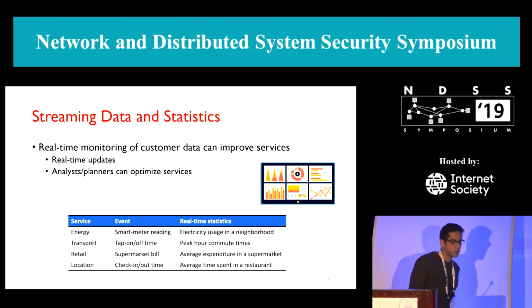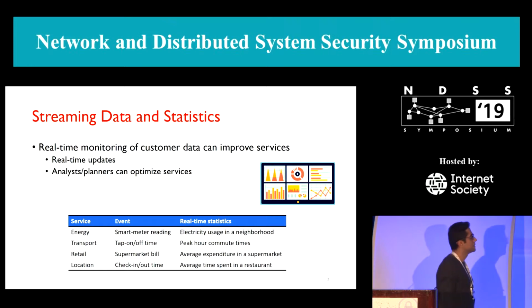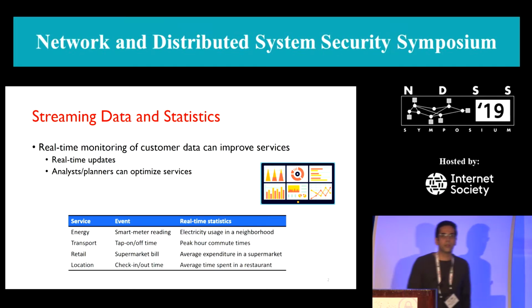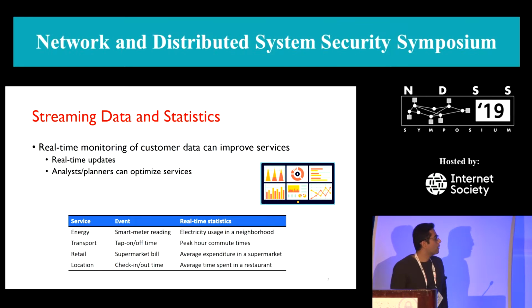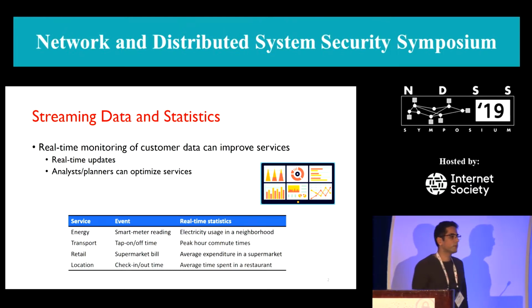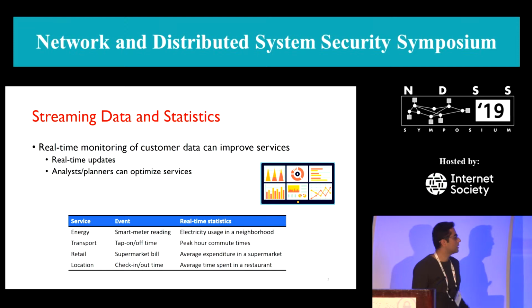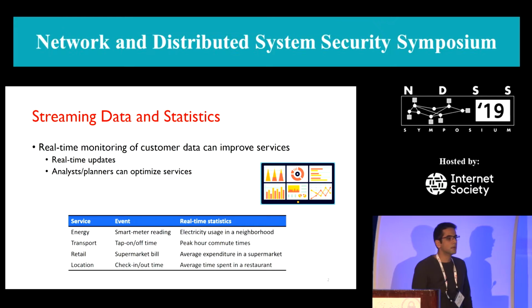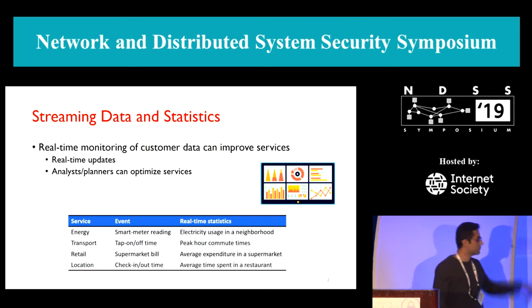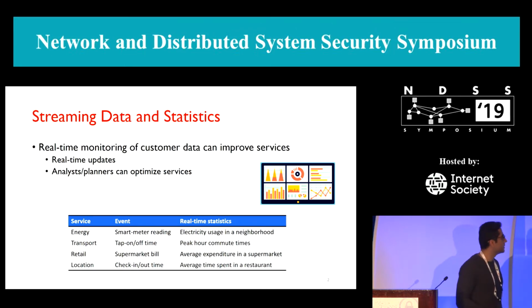So the application use case that we're looking at is we want to monitor real-time customer data because that could help us in giving some optimized services. There are many use cases of that. If we consider energy, you could be looking into real-time smart meter data, and if you release updated average of the neighborhood, that gives you an indication of electricity usage in that neighborhood. Similarly, for transport, you could be looking into commute times during peak hours, and there are multiple other use cases.